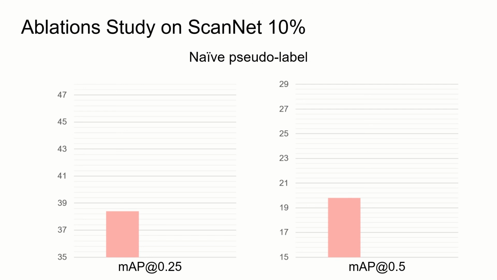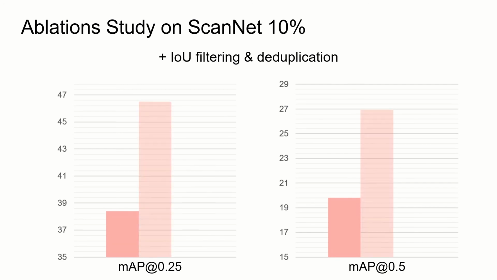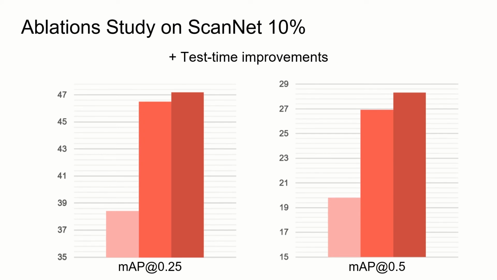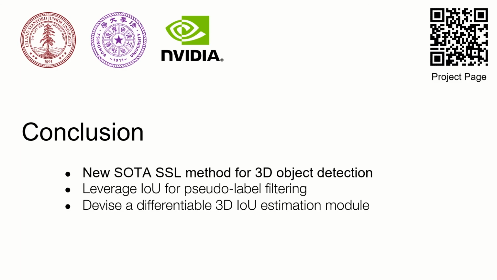Here, we show the considerable improvement brought by the effective filtering mechanism and test time improvements. In summary, we propose a state-of-the-art semi-supervised method for 3D object detection based on effective label propagation with IoU-based filtering. Please check our project page for more details and code.